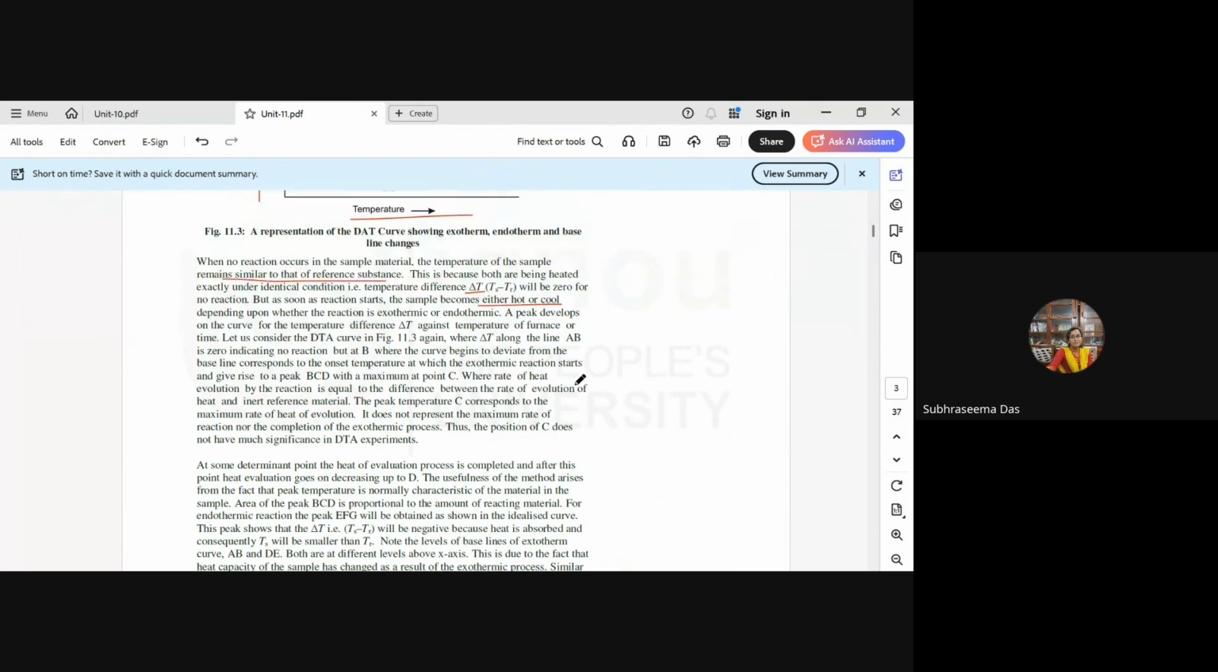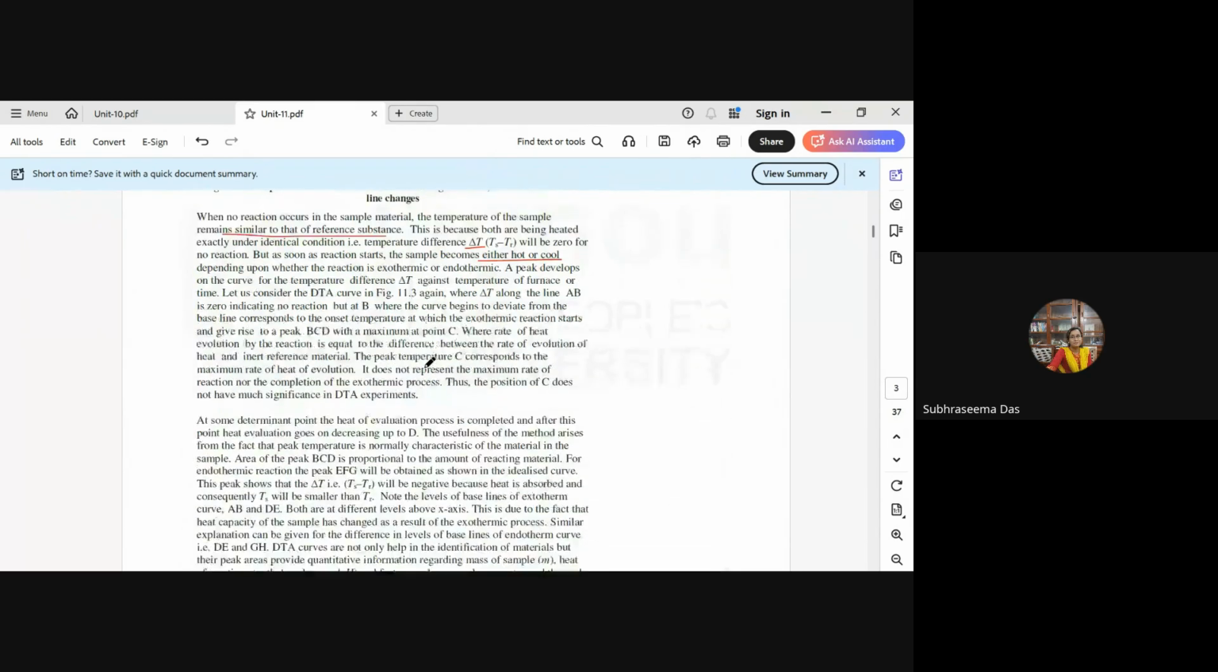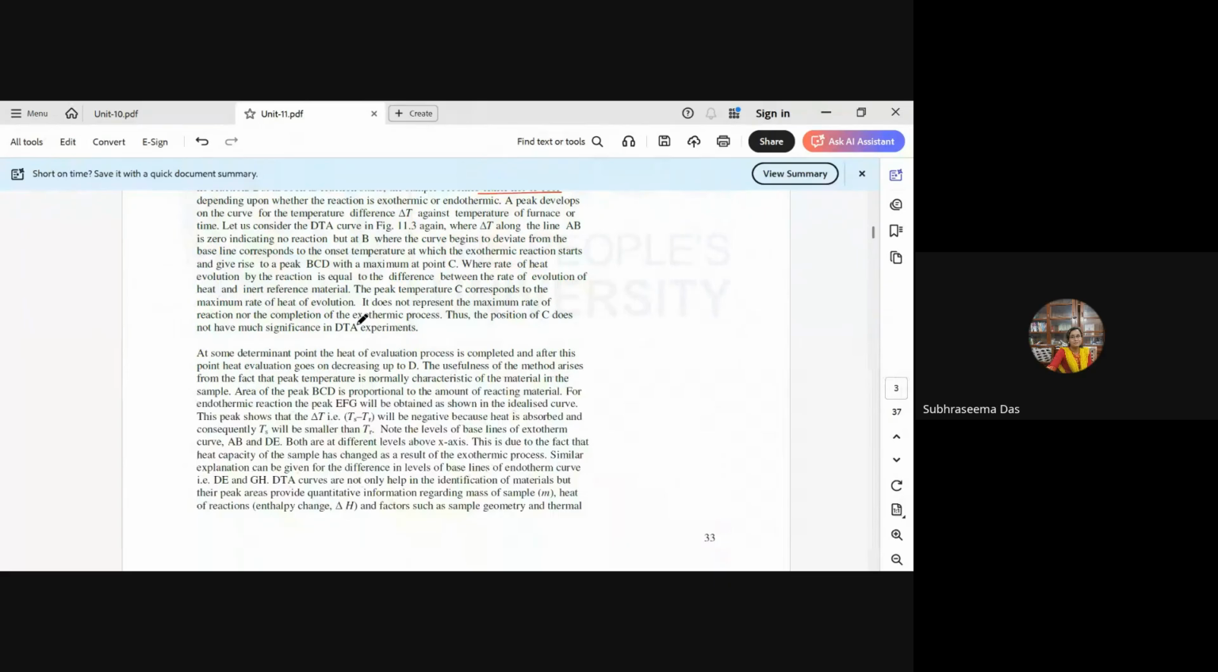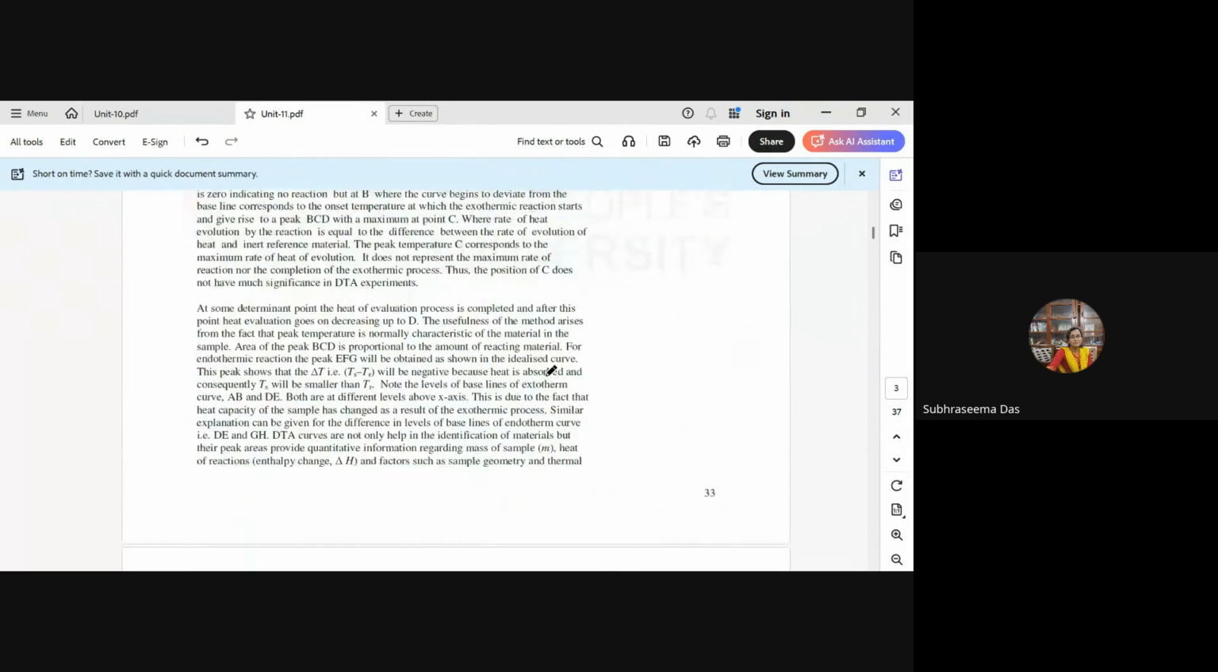So mostly, when we look into DTA experiments, the exothermic peaks are not of much importance. We always look into the endothermic peaks. At some determinate point, the heat evolution process is completed, and after this, the heat evolution goes up to temperature D. So here, up to temperature D is recorded, and the usefulness of this method arises from the fact that the temperature peak is normally characteristic of the materials. The area of the peak BCD is proportional to the amount of reacting material.